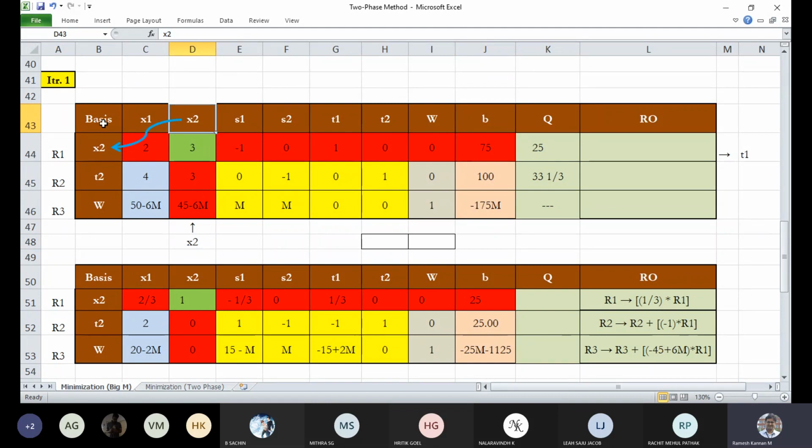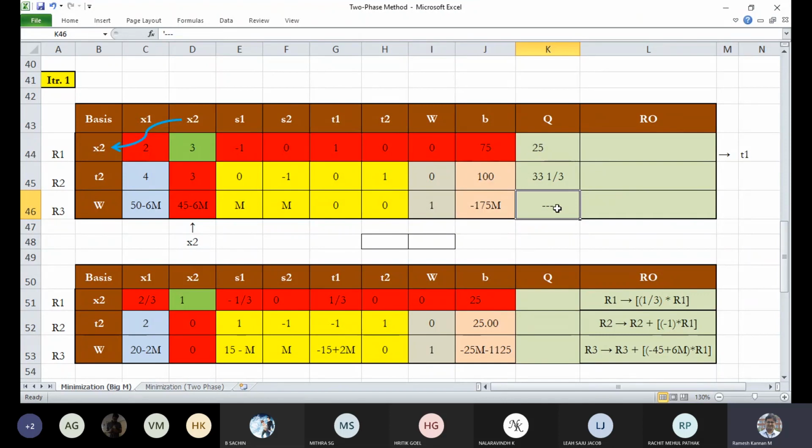So that will enter into the basis. And then what we do is we take this solution, which is b, the right hand side. So we will be dividing b by the key column elements. Say 75 divided by 3 is 25, and 100 divided by 3 is 33 1 by 3. So this is how we get it.